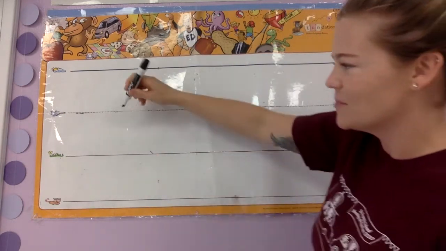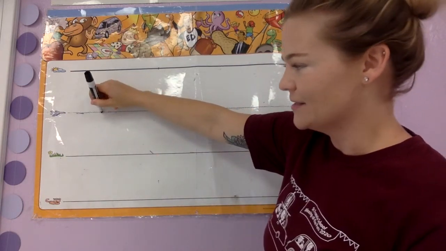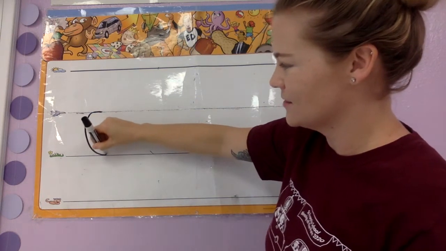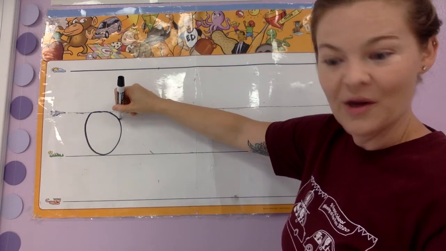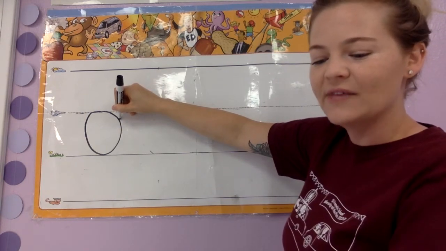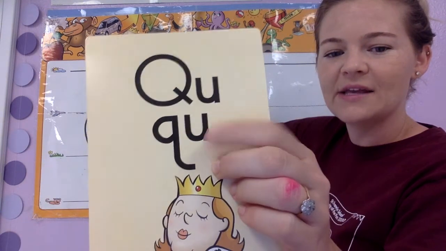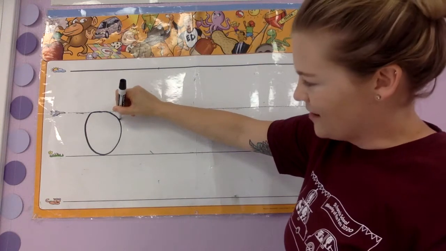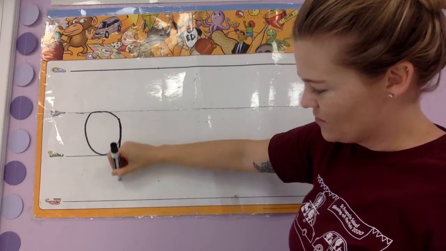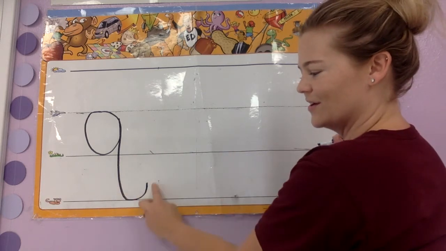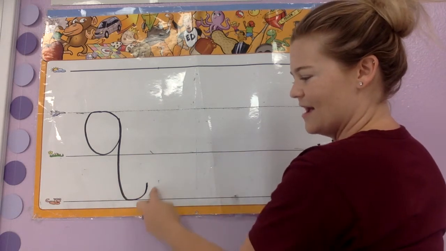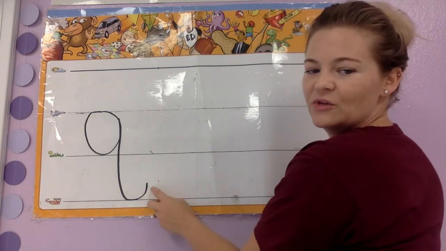Okay, let's start on the plain line. We're going to do a little circle to the grass line. Well, that just looks like a lowercase o, but we're not done. We need to give it the tail. There's that tail down to the worm line. Okay, so we're going to go down to the worm line, and then we give it a little curve up this way, and that's lowercase q.